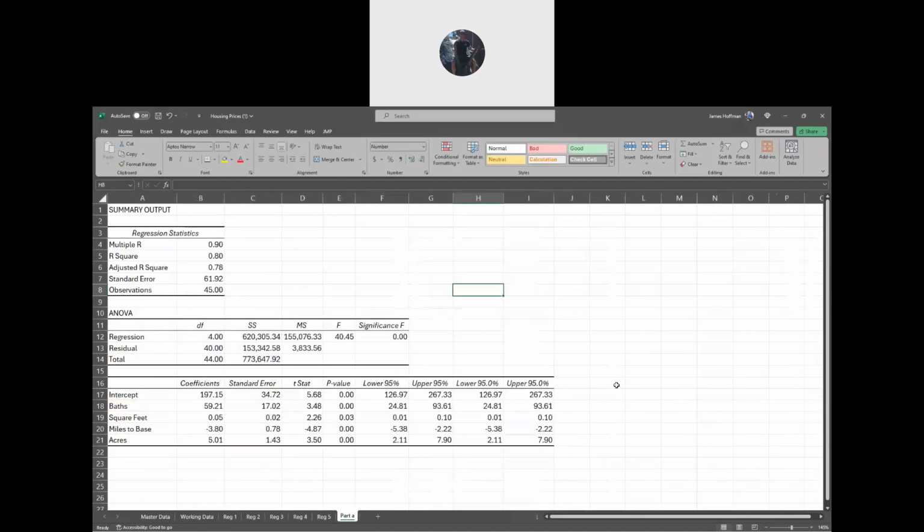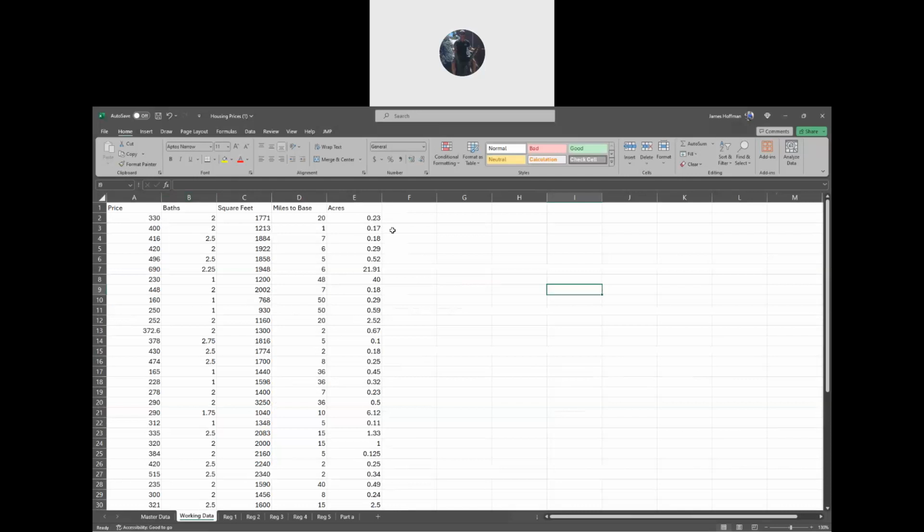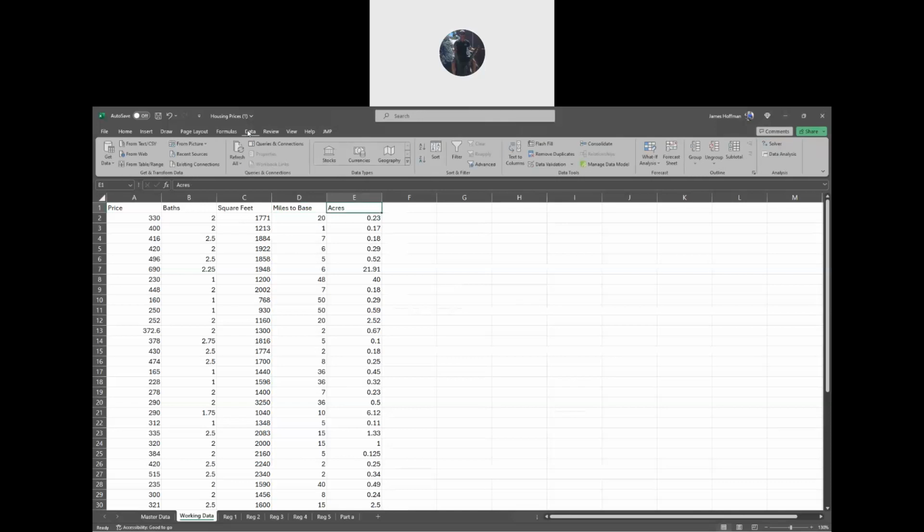Okay, so we're on the working set because we're working with these four. We can examine the correlations between these four by looking at a correlation matrix. Make sure you're on this tab, the one with just price, BAS, square feet, miles to base, and acres. Then do Data, Data Analysis, and there should be Correlation.